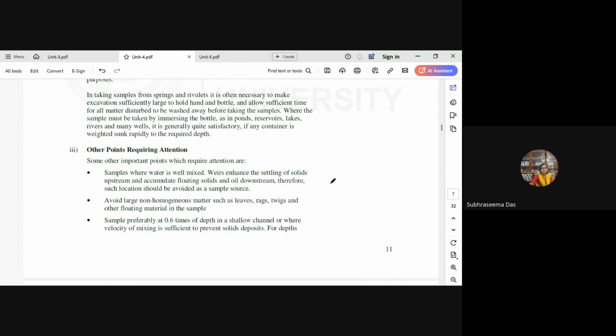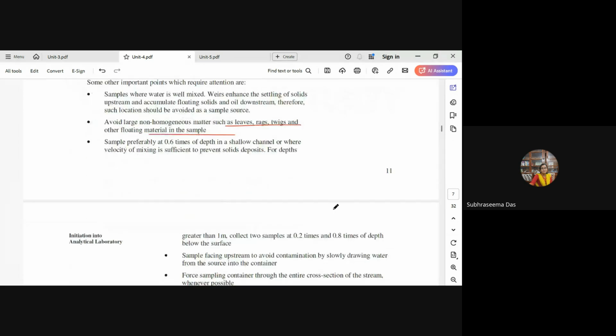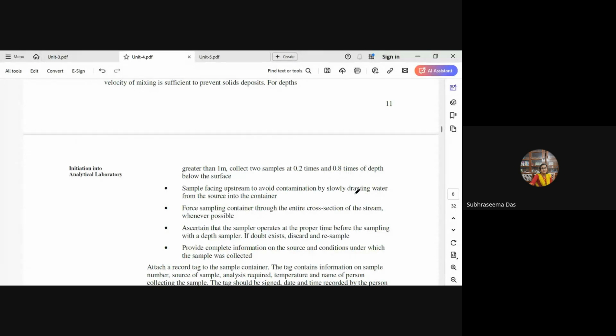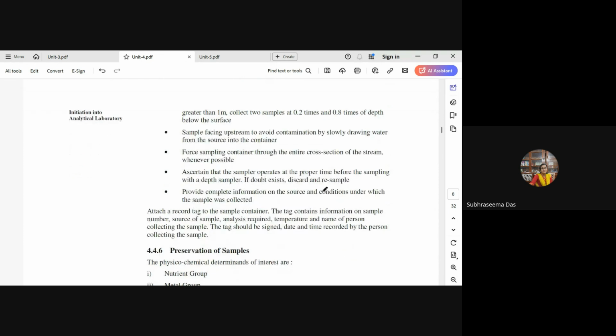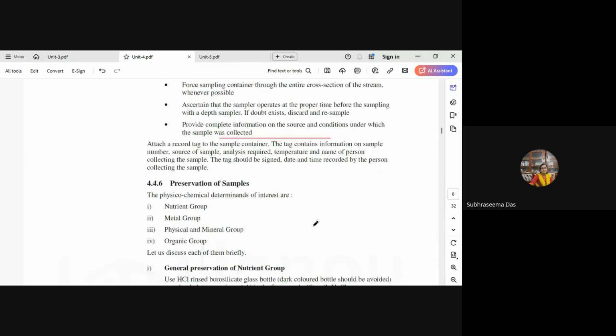Then other points that require attention: the sample should be taken where the water is well mixed. Large heterogeneous matter such as leaves, rags, and twigs should be avoided. The sample should be taken facing upstream to avoid contamination, by slowly drawing water. Complete information on the source needs to be collected.